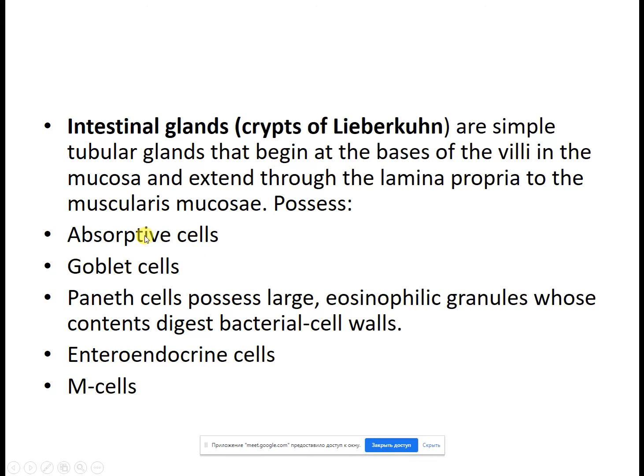So, intestinal glands. Here is where we stopped last time. The intestinal glands, their name is crypts of Lieberkühn. So don't worry if you hear this strange name, Lieberkühn. The crypts of Lieberkühn are just intestinal glands. They consist of absorptive cells, goblet cells, same as we discussed before, then Paneth cells, enteroendocrine cells, and M cells.